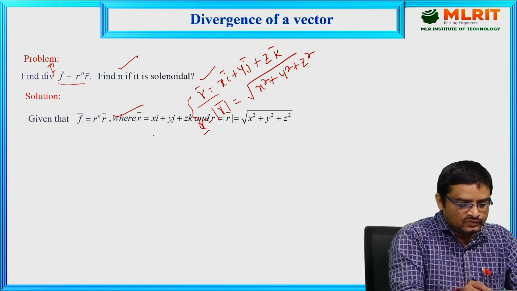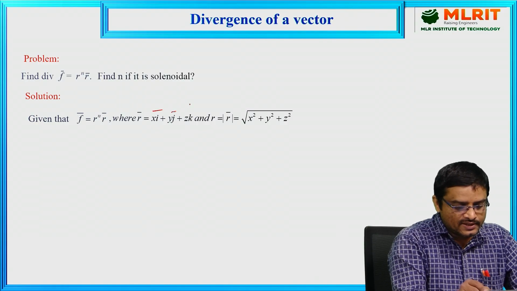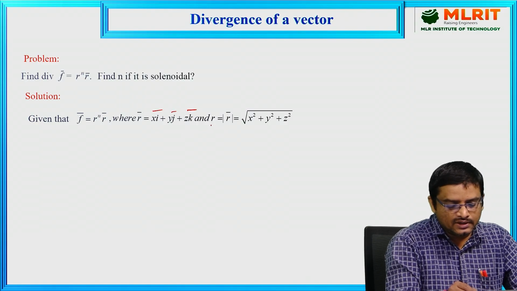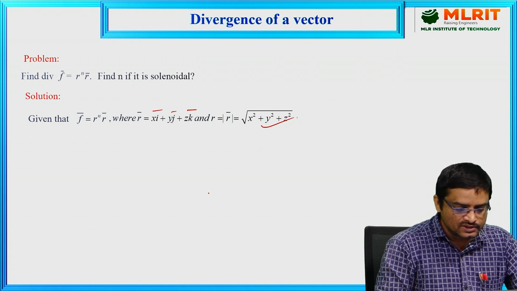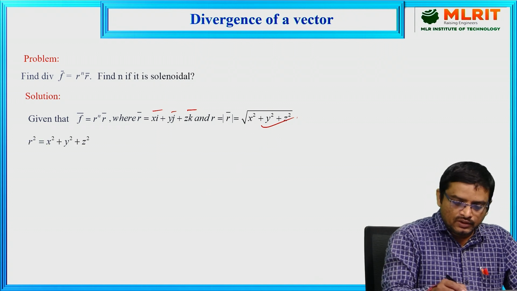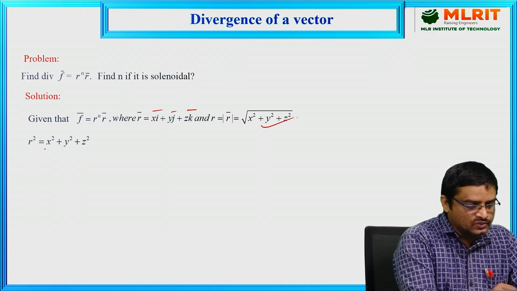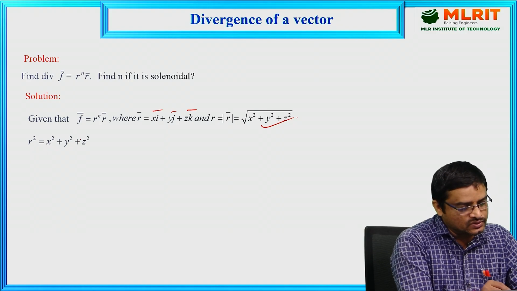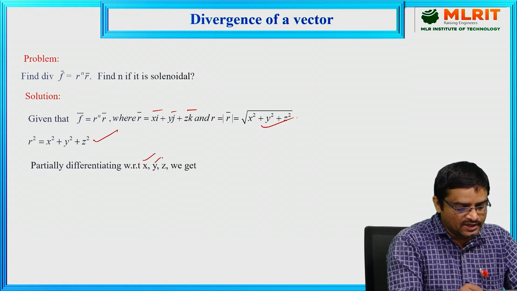So already we have seen r bar is equal to x i bar plus y j bar plus z k bar, and r is equal to modulus of r bar, that is square root of x square plus y square plus z square. Now remove the square root here. By squaring both sides, you will get r square is equal to x square plus y square plus z square. Now find the partial derivatives with respect to x, y, z.